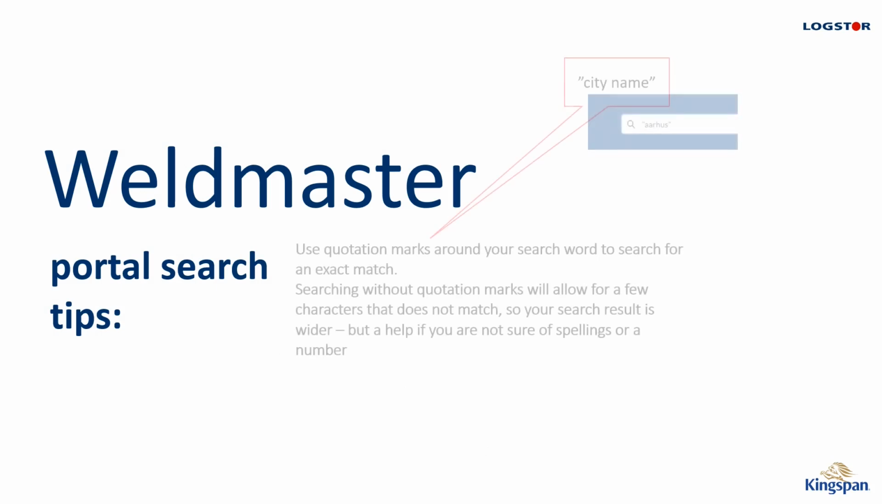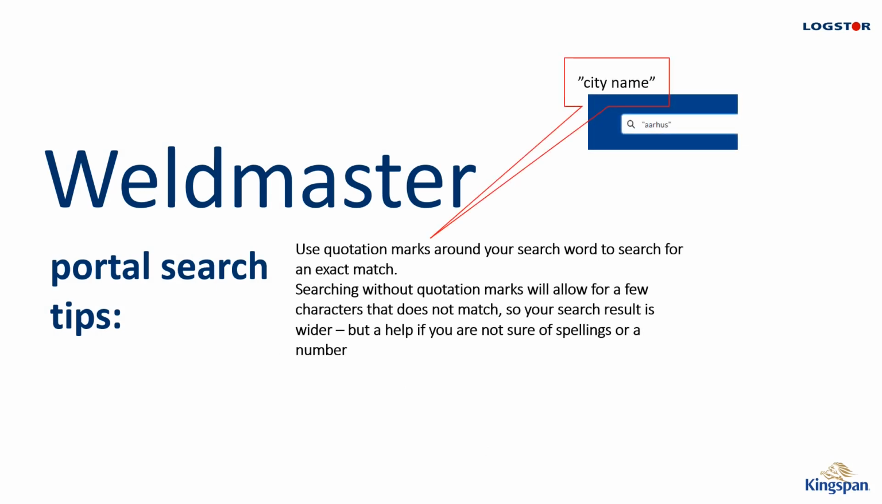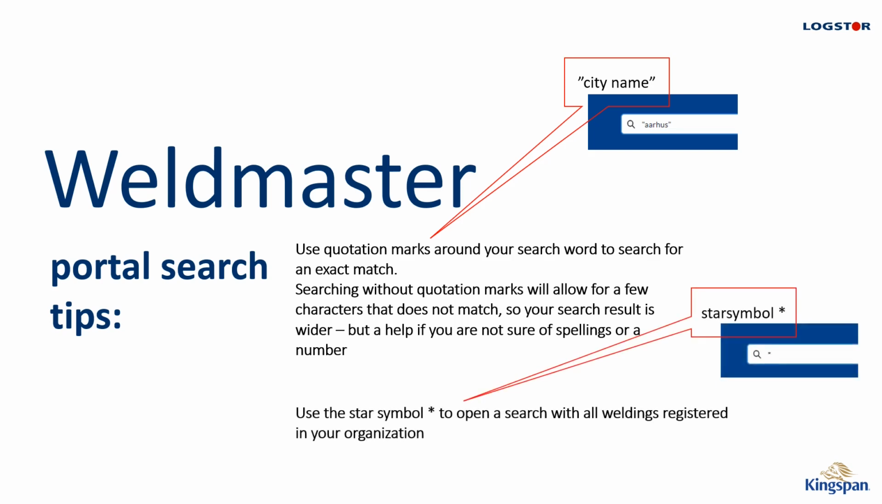Tips for searches. Use quotation marks around your search word to search for an exact match. Searching without quotation marks will allow for a few characters that do not match, so your search result is wider, but a help if you are not sure of spellings or a number. Use the star symbol to open a search with all weldings registered in your organization.